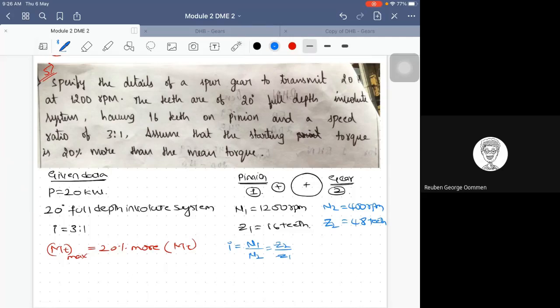Aptitude specialists in this class should help me with this. If it is 20% more than MT, I have to write it in decimals. How should I write it?